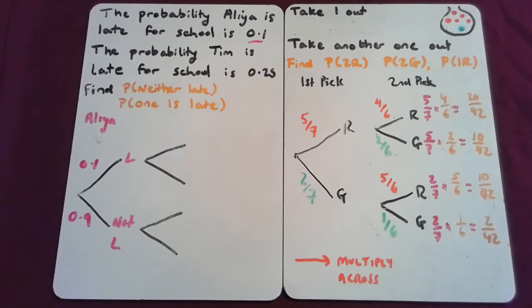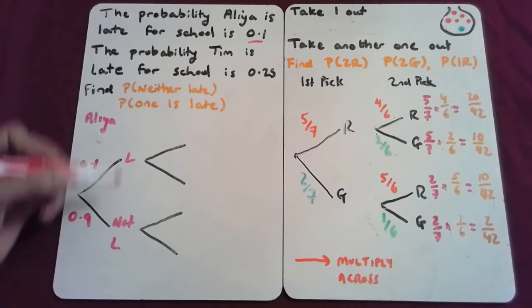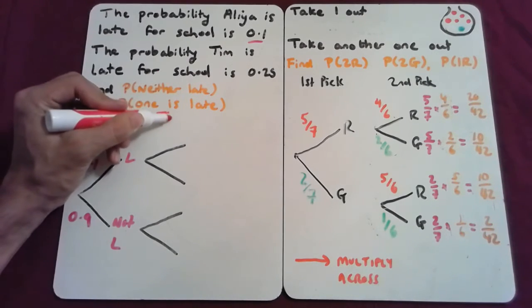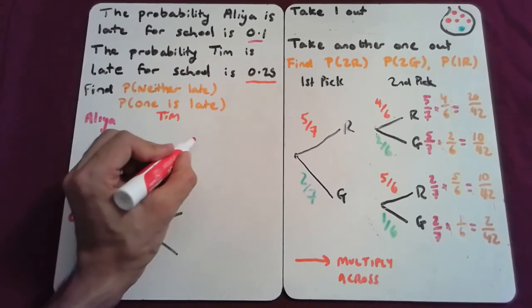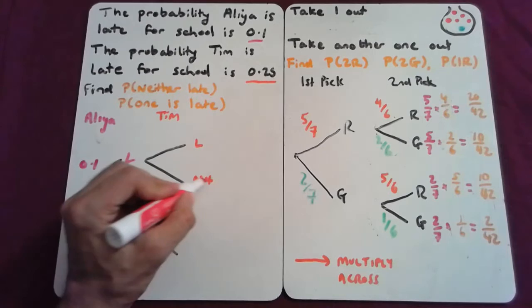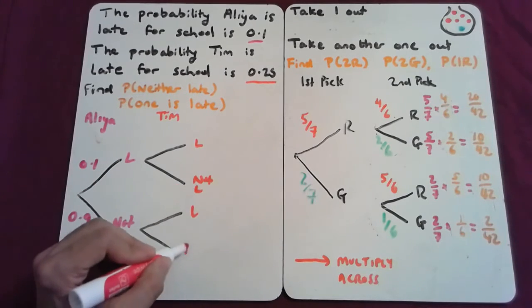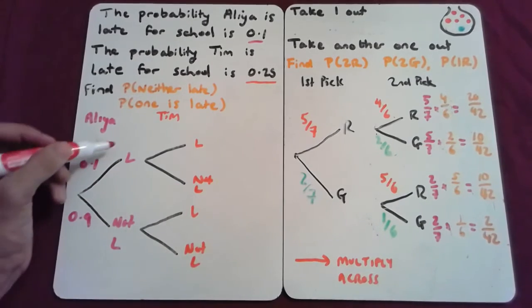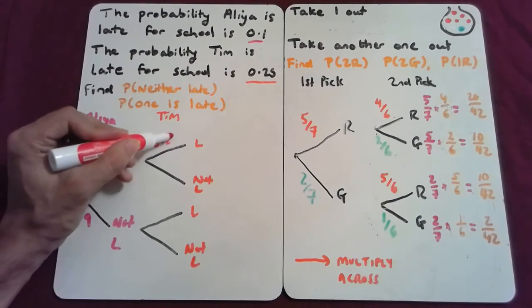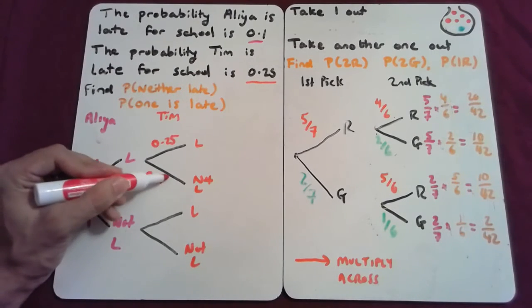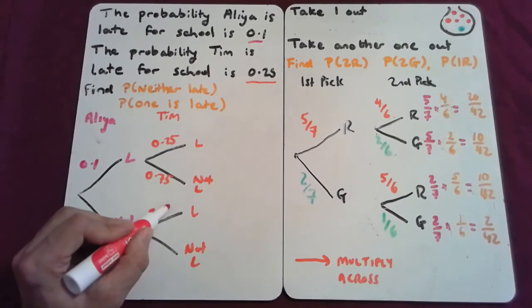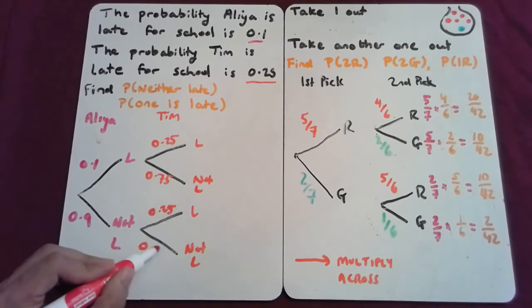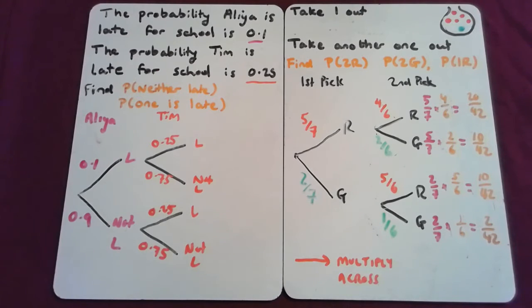In the same way, we need to apply this for Tim as well. So the first event is whether Alia is late. The second event is whether Tim is late. And the probability Tim is late is 0.25. So if I have my late and not late, late and not late, because if Alia is late, then Tim is 0.25 and 0.75. If Alia is not late, Tim being late is still 0.25 and Tim not being late is 0.75.